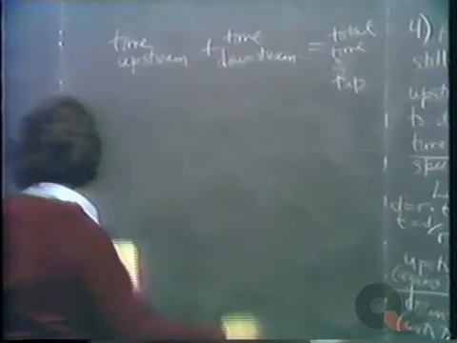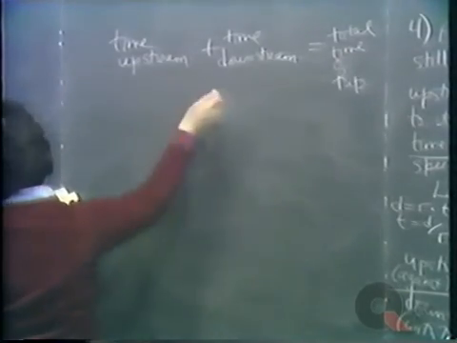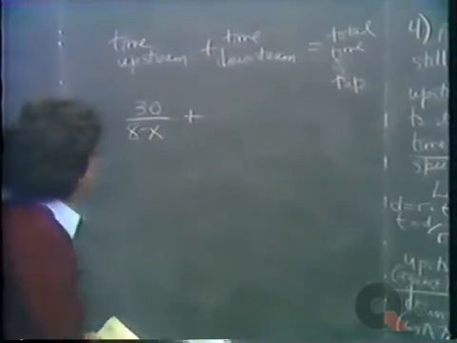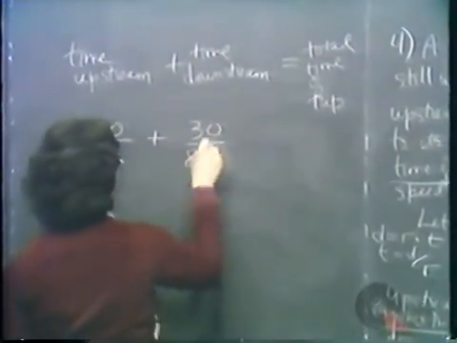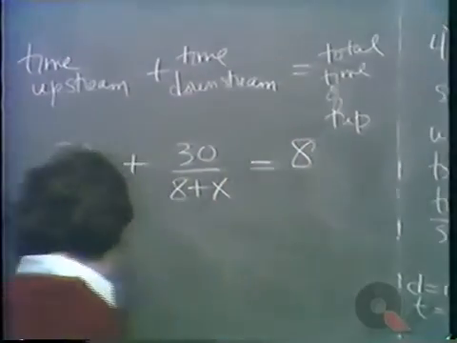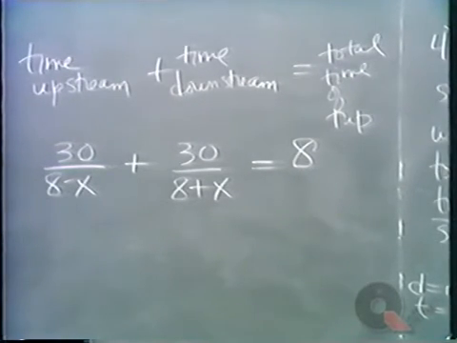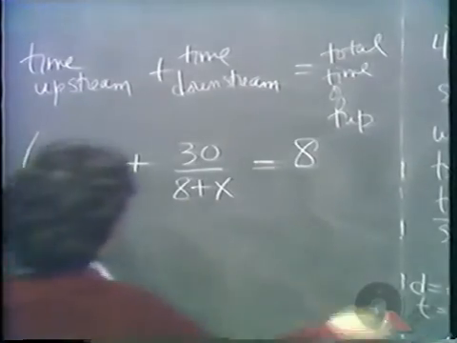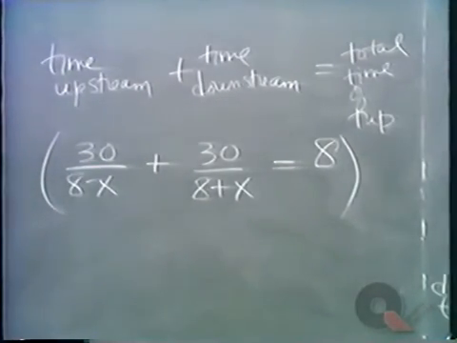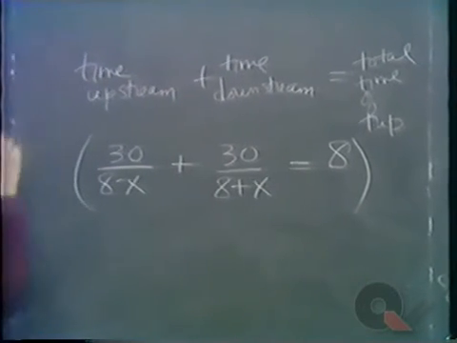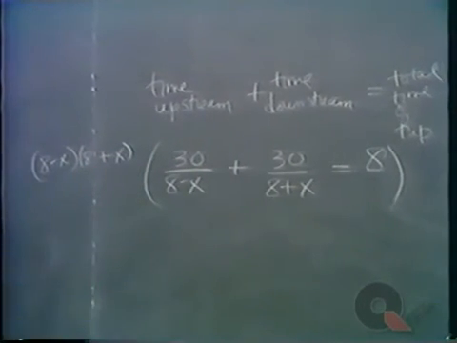Well, the time upstream, that's 30 over 8 minus x. Time downstream, that's 30 over 8 plus x, equals the total time of the trip, which is 8 hours. Okay, eventually this is going to result in a quadratic equation, but what we have right now is an equation involving fractions. And the best thing to do in such a case is to get rid of the fractions. That is, multiply both sides of the equation by the LCD, the lowest common denominator. In this case, it's simply the product of the denominators, 8 minus x times 8 plus x.